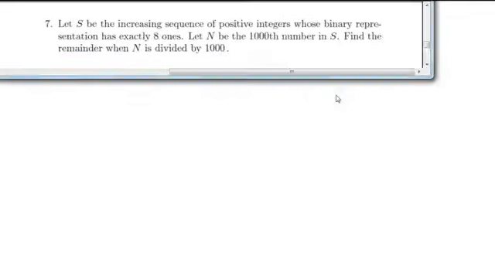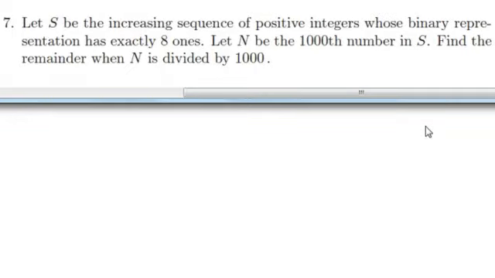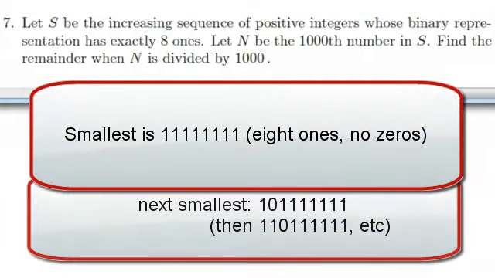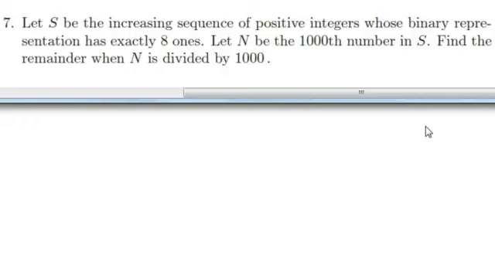So in question 7, and again you should pause it and read it, we're looking at numbers that when you put them in binary they have 8 ones. And the smallest one is obviously 1, 1, 1, 1, 1, 1, 1, 1, and then the next one is going to be 1, 0, 1, 1, 1, 1, 1, 1, 1, and so forth. If you put them in order, we want to find the 1000th one.